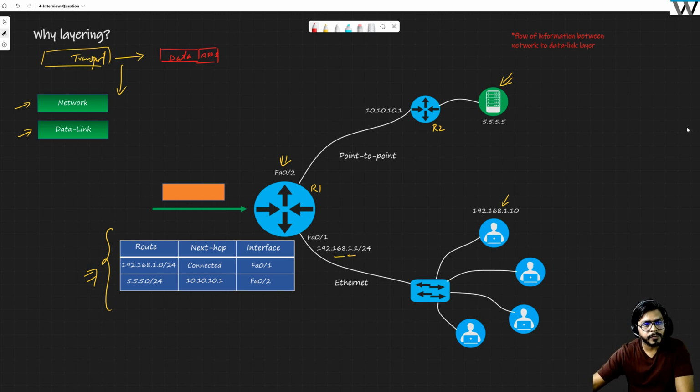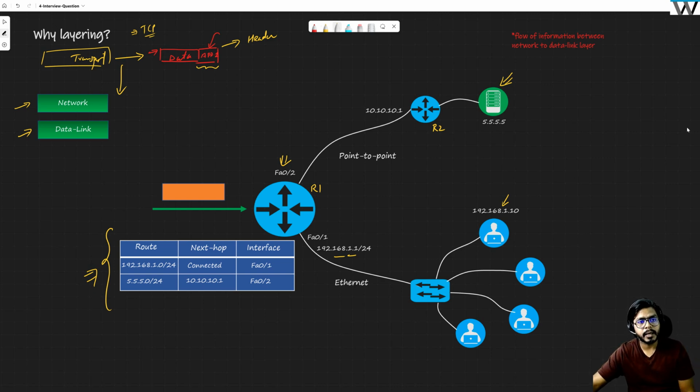Where did this data come from? This data came from the application, and now the transport layer has added some information, and this information is called the header. Because it is added by the transport layer, we can say transport header. Or if we are using the Transmission Control Protocol, we can call it a TCP header. The most widely used protocol at the transport layer is TCP, right? So this is called a TCP header, and we are presuming we are using TCP here.